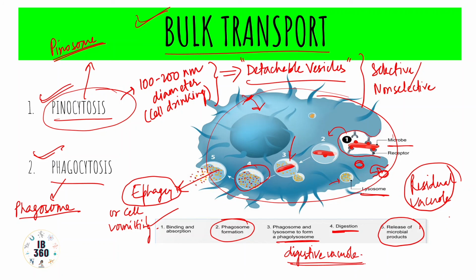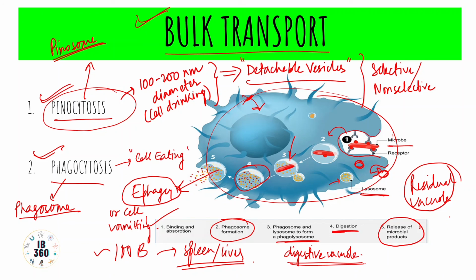This example is of phagocytosis by some WBCs as an important defense mechanism of the animal body. And every day almost 100 billion old erythrocytes are destroyed in the human body through phagocytosis in the spleen and liver. So phagocytosis is cell eating. These are enough information about pinocytosis and phagocytosis.